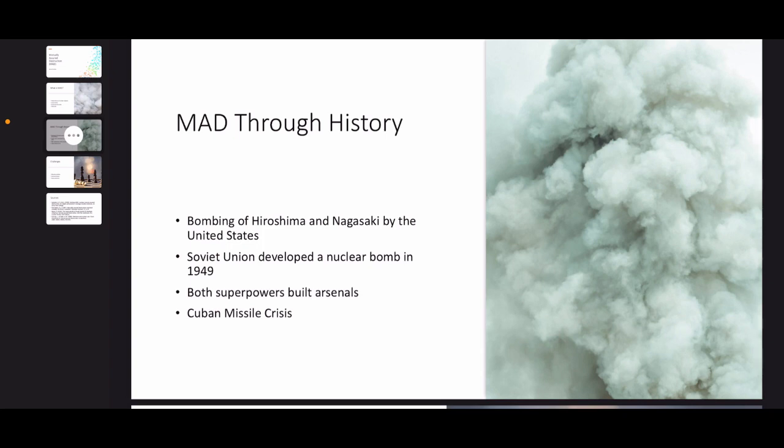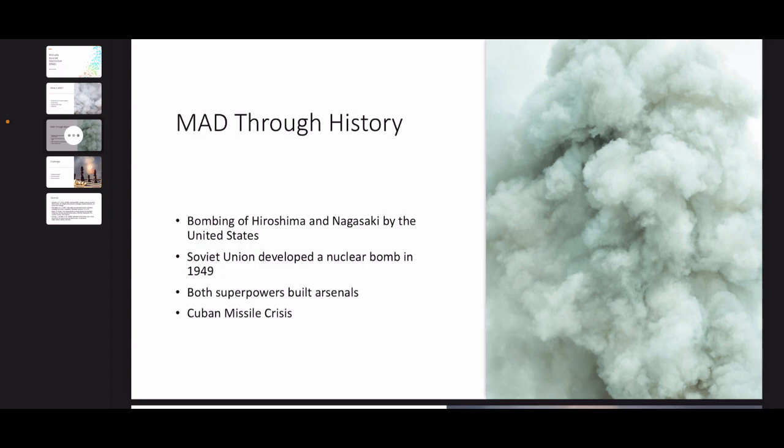So MAD begins with the dawn of the nuclear weapon age, which is the United States bombing Hiroshima and Nagasaki in 1945 to mark the end of World War II with the Japanese. And after that, the Soviets saw the power of the nuclear bomb and what it was able to do to those two cities, and decided to develop their own nuclear bomb, which was developed in 1949, meaning that the United States wasn't the only superpower in the world that was capable of using nuclear weapons on other countries.